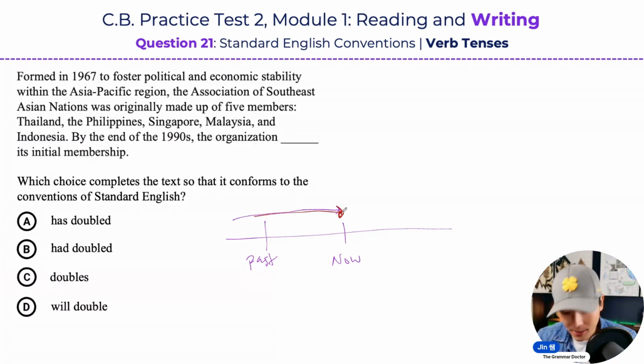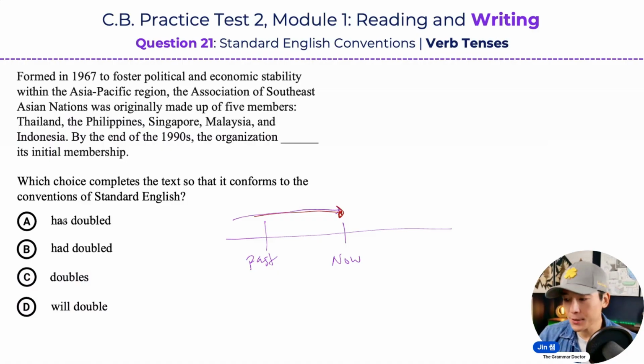So now that's how you know that this is not going to be correct, because we're already saying by the end of the 1990s. So we're stopping the event before we get to today. So this is why you can't use present perfect.